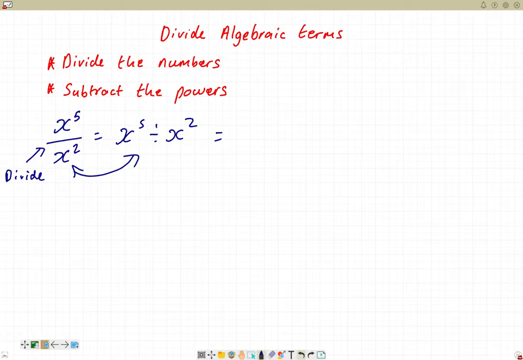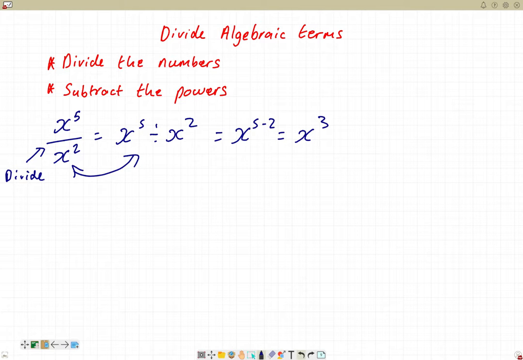So divide the numbers. Before x, the coefficient will be 1. 1 divided by 1 is 1, but normally we don't write 1. Then subtract the powers. 5 take away 2 gives me x to the power of 3. Okay, let's try another one.